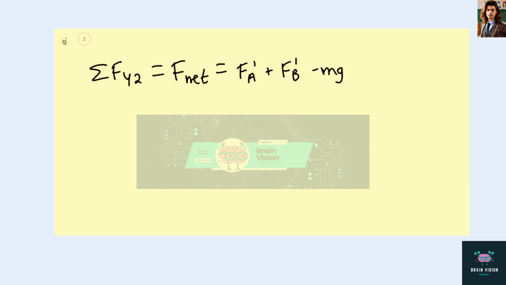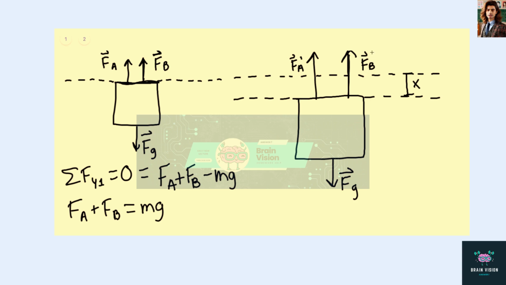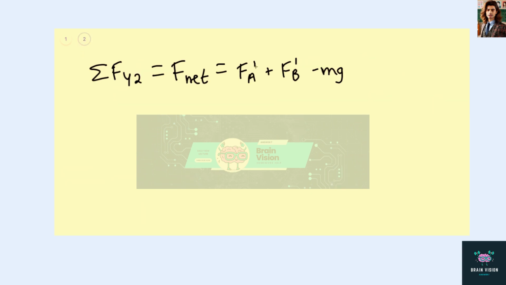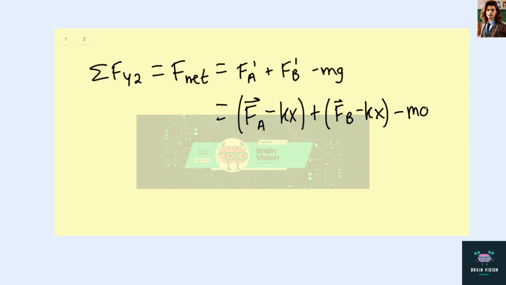Yeah, we should further define these and say prime, because these aren't equal. The magnitude of this isn't equal to the magnitude here. So we're going to add an identifier simply. And then this is going to equal the force of A minus kx. So here it's just simply going to be equal to the original force minus the spring constant times the displacement. This is simply according to Hooke's law. And then we'll say plus force of B minus kx once again, and then again minus mg.